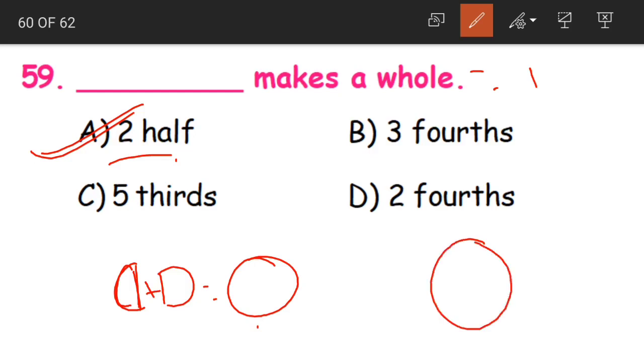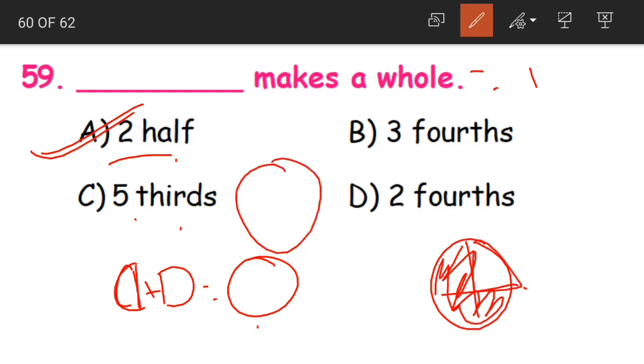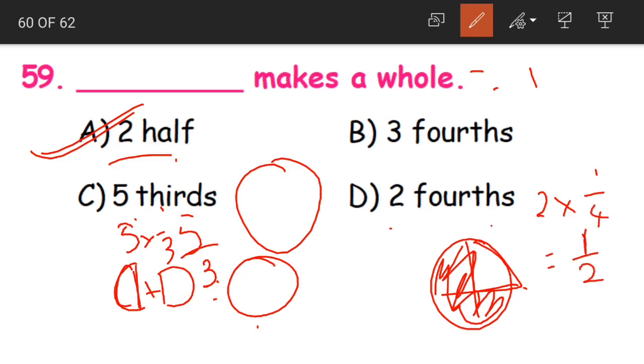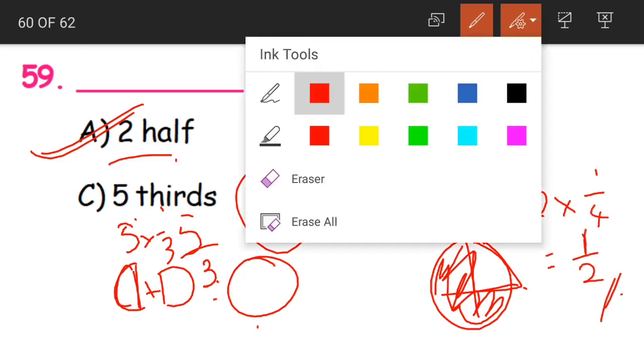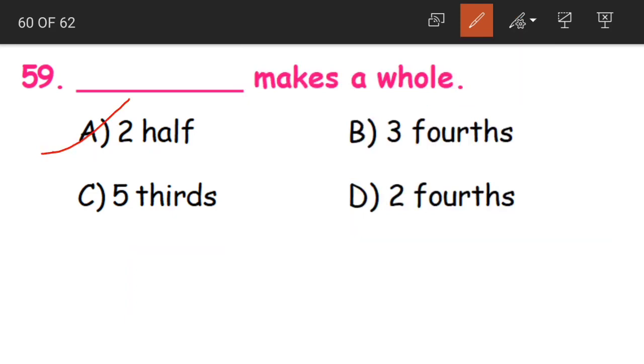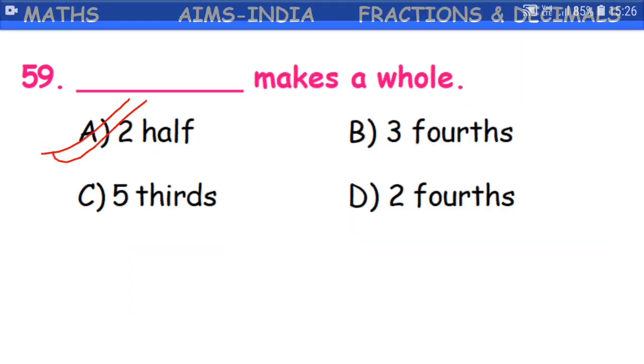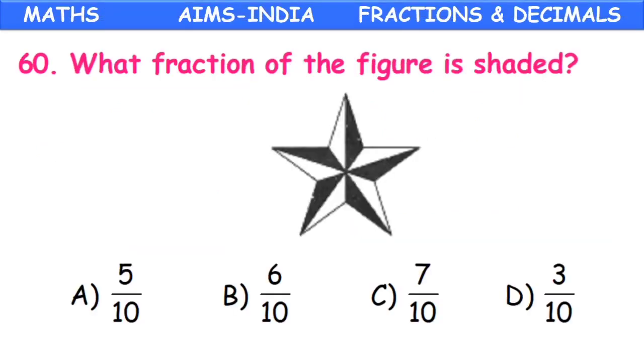Yes, again if I take 3/4 means only this much. The 1 by 4th will be remaining. 5/3 means 5 by 3 or 5 into 1 by 3. Again it will not be equal to 1. 2/4 means 2 into 1 by 4. That is nothing but, when simplified to the lowest form, it would be half only. So what makes a whole, children? Option A, 2 halves make a whole.